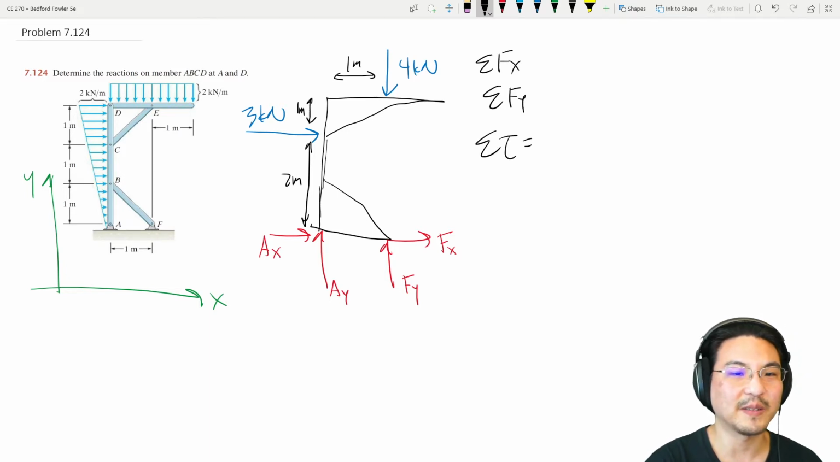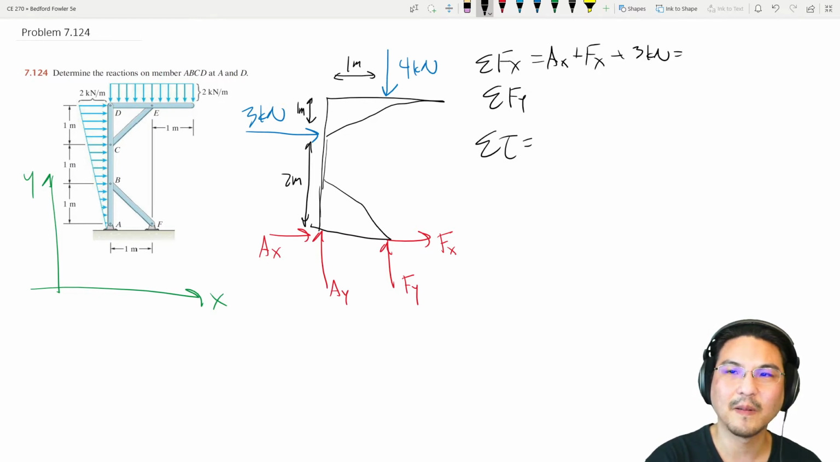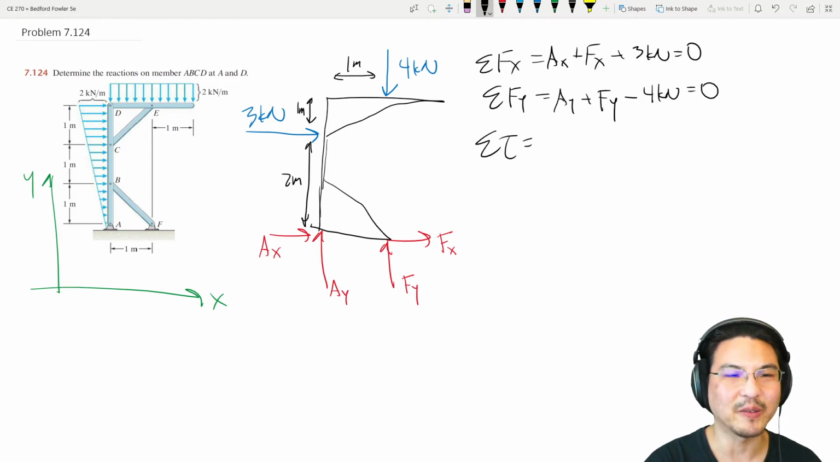So in the x direction, we got AX, Fx, and the 3 kilonewton load. In the y direction, we got AY, Fy, minus 4 kilonewton. That's it. Okay, and then that's some torque about somewhere clever where we can get rid of unknowns. So either here or here. How about at point A?